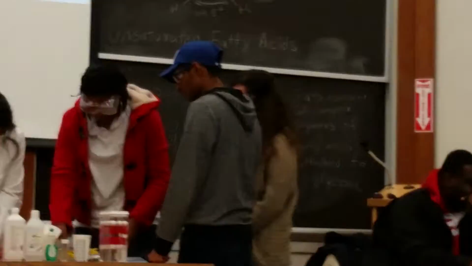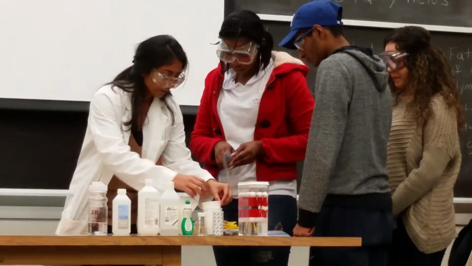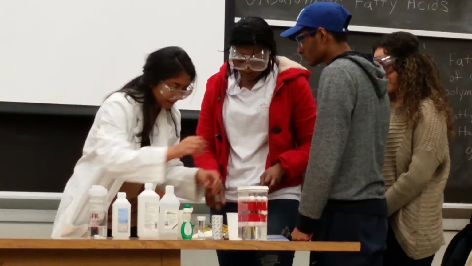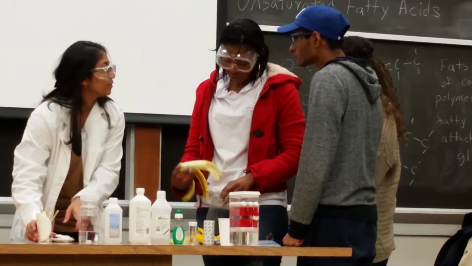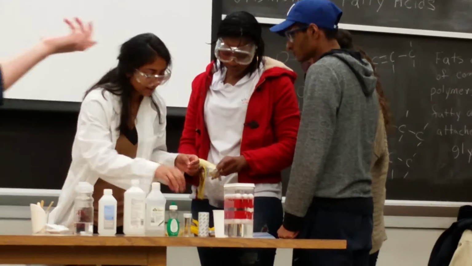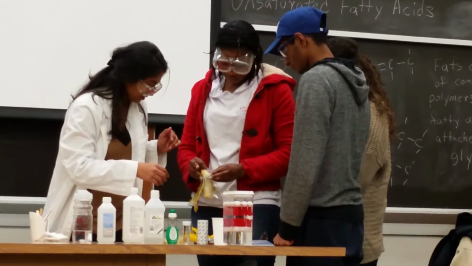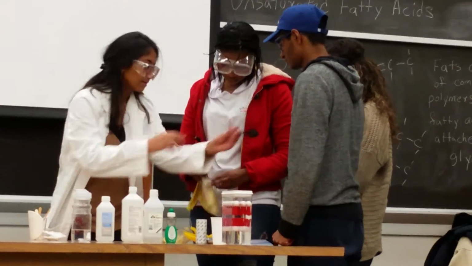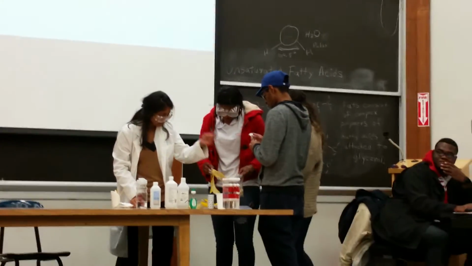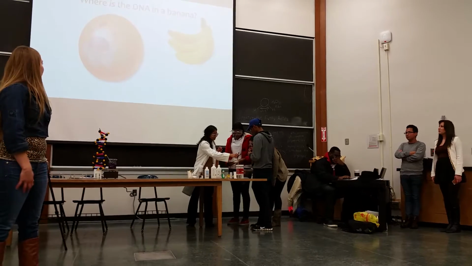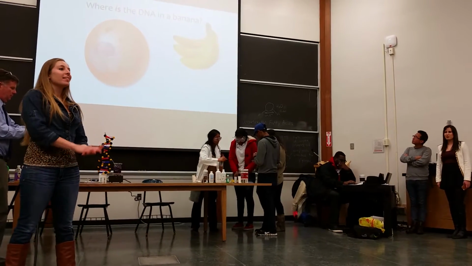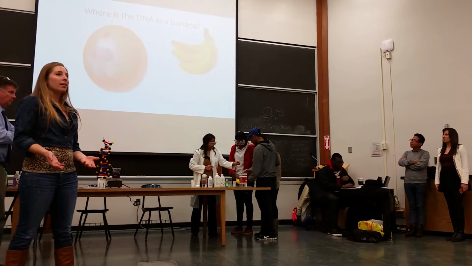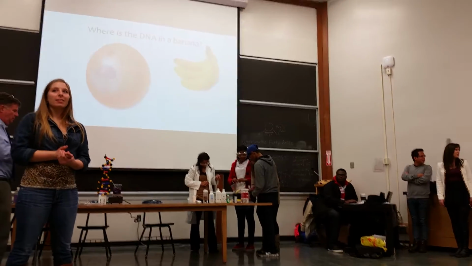The materials in this experiment are isopropyl alcohol, which you probably all know as rubbing alcohol, and distilled water, salt, soap, and bananas, of course. And there's a little cartoon for the DNA coming out of the banana. Well, where do you think the DNA is located in the banana? Does anyone know where the DNA is?